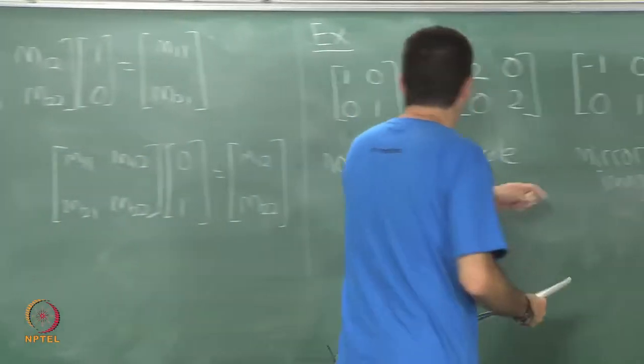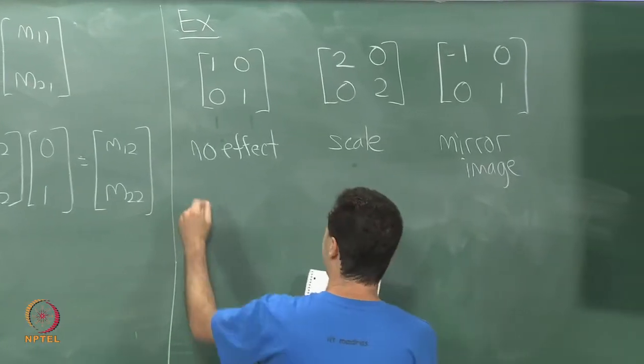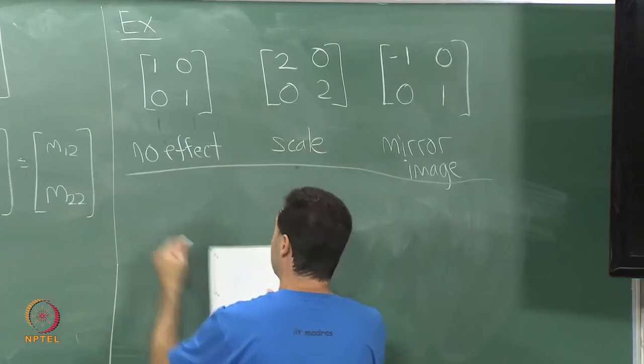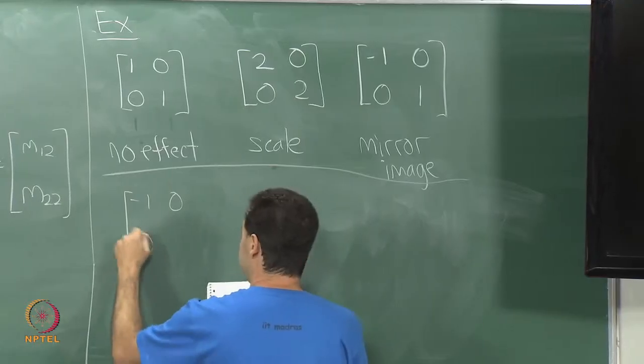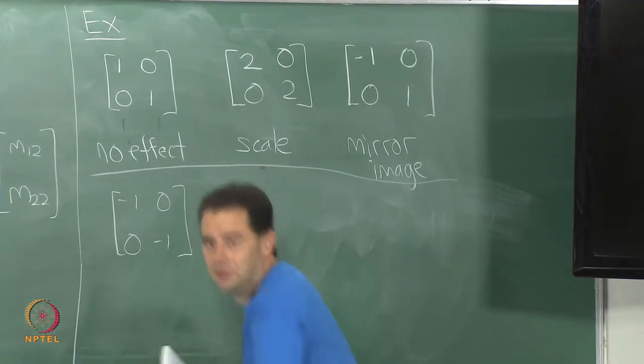Let's try this one. Let's do a double mirror image. So what if I go and, let's see here, draw a line here. So what if I do this? I do -1, 0, 0, -1, right? So what will that do?